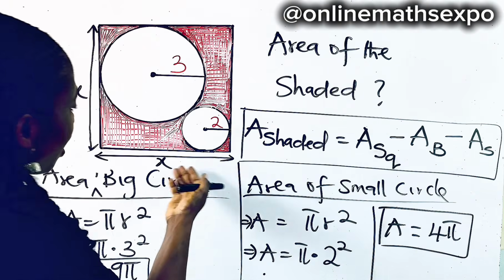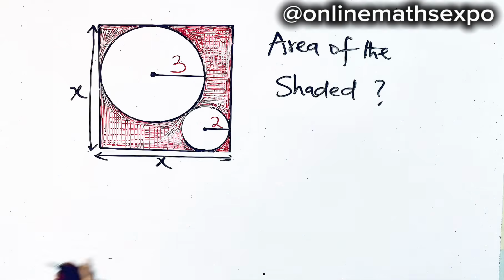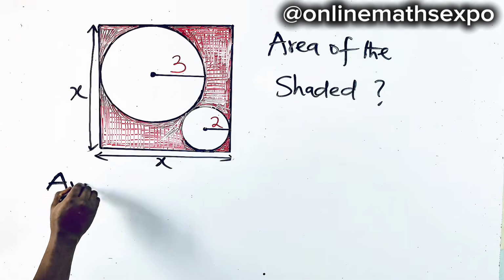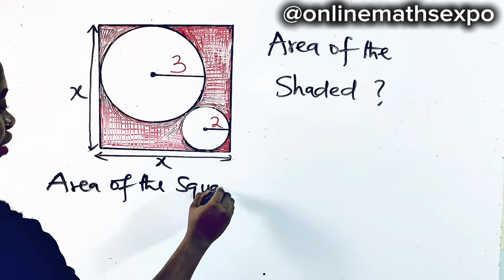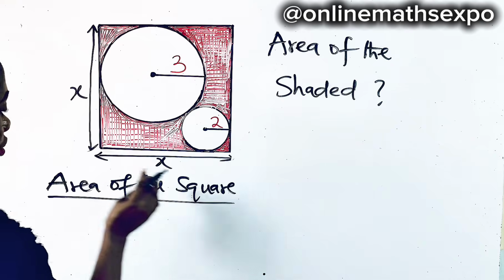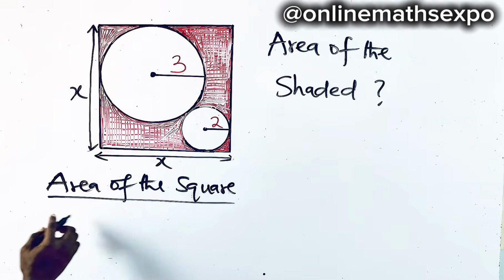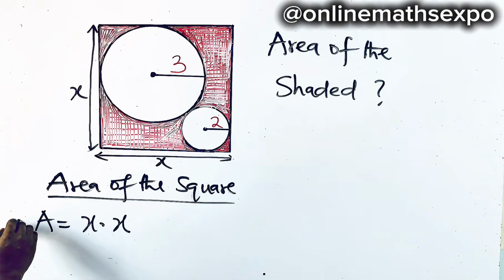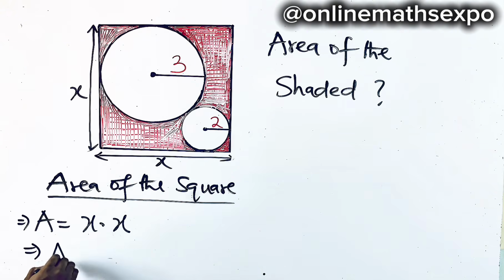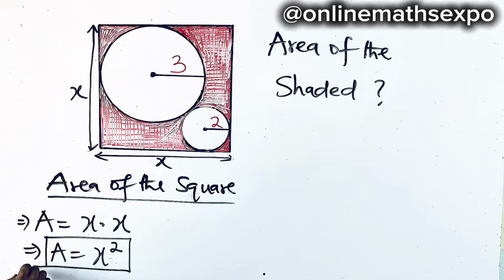So let's get the area of the square together. We have it that the area of the square is given as multiply these two sides. So we have area will be x times x, and that gives us area is equal to x squared. So this is what we have. But we need to find the value of this x. How do we get it?